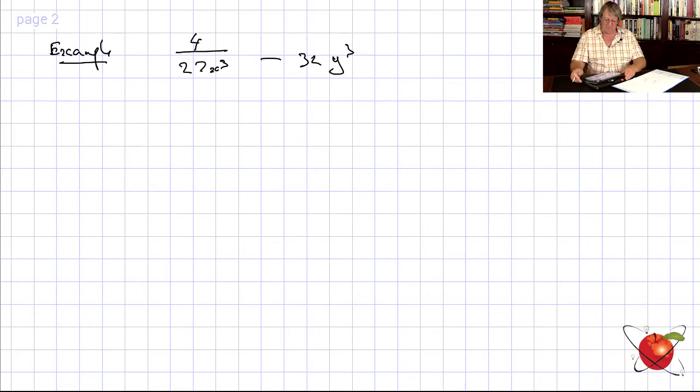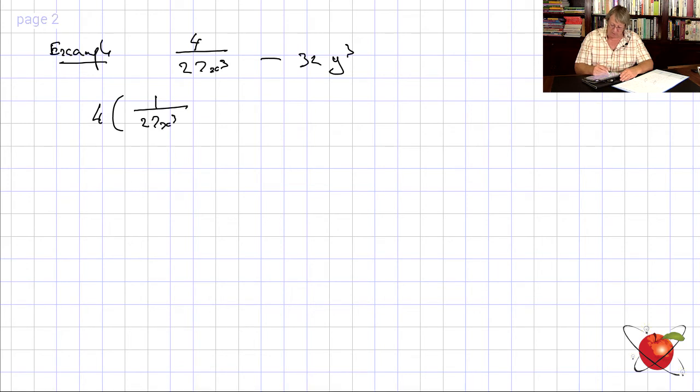Let's have a look at one more. Here's another example. All right. This one's a bit different. It's 4 over 27x cubed minus 32 over y cubed. Right. What is the first thing you do? Highest common factor. Hold on. 4 divides in there and 4 divides in there. So we can take out 4, leaving us with 1 over 27x cubed minus 8y cubed. There we go.